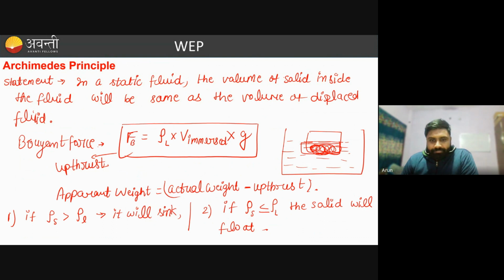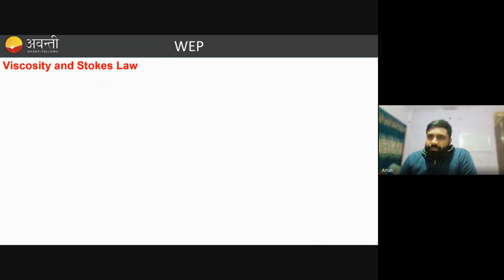And also the thrust force or F buoyant. Now, the viscosity and Stokes law. Okay, viscosity is the property of a liquid, properties of fluid, I will say. So the concept of viscosity is such that we know that the liquid or fluid will flow, or fluid flows in layers.